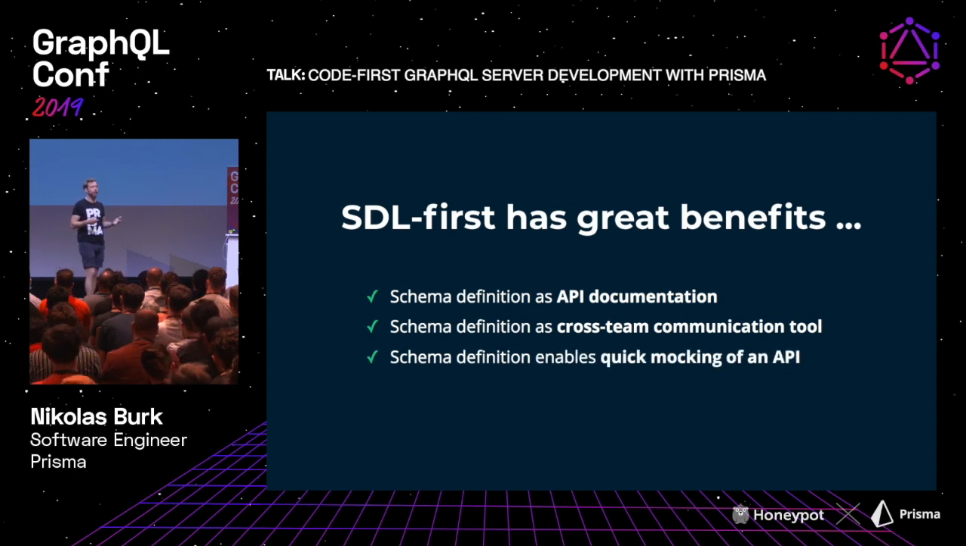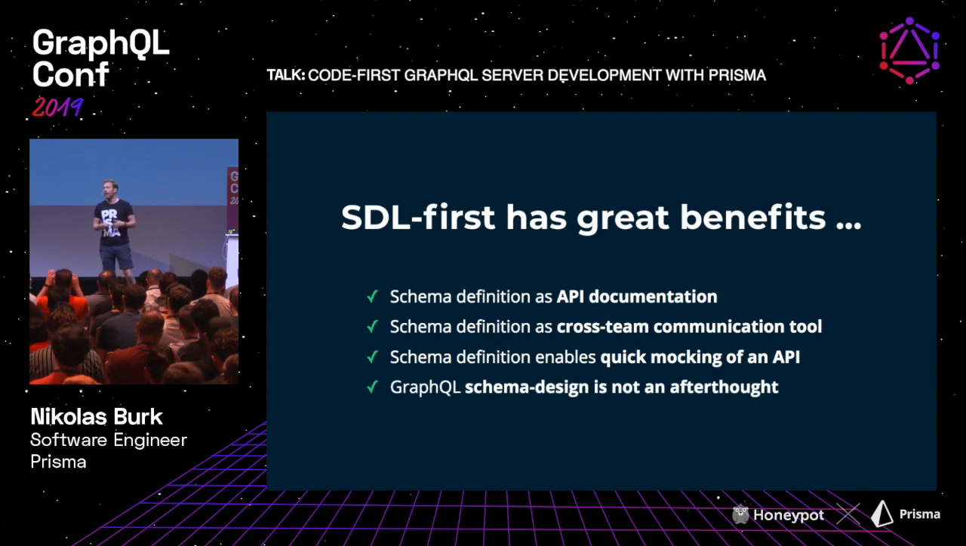It also enables quick mocking of an API. If you're using GraphQL Faker, for example, you can just feed your schema definition into it, and you basically have an endpoint that returns real-looking data. And with the SDL-first approach, GraphQL schema design is not an afterthought. When you're using SDL-first, you are kind of schema-driven by default, because every change that you introduce to your GraphQL schema has to be very explicit. It has to be a conscious decision, because you're first manifesting that change in a string, which you have to type yourself without any help from your editor. So it's not an afterthought, and that is also really amazing about SDL-first.